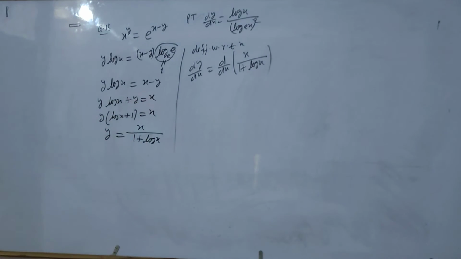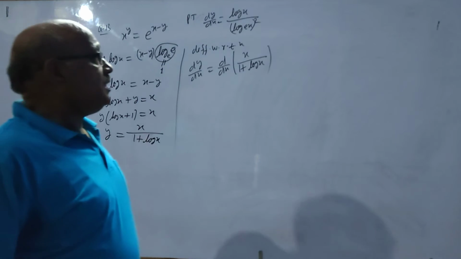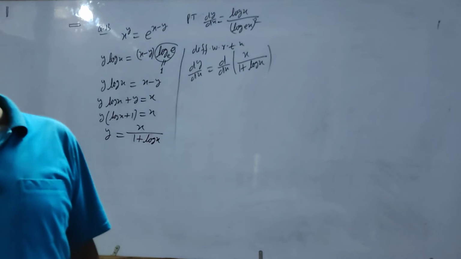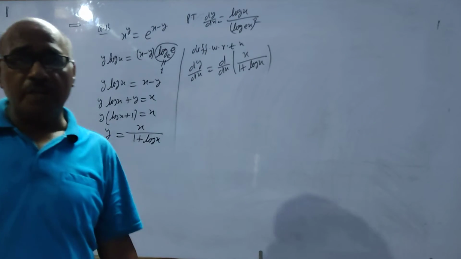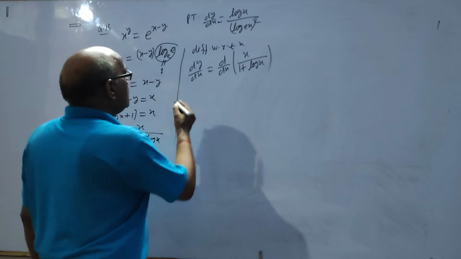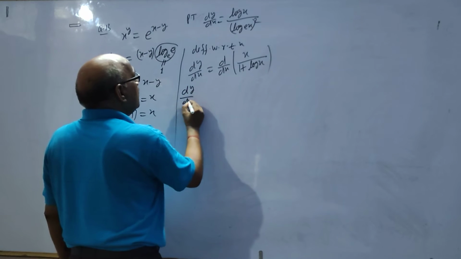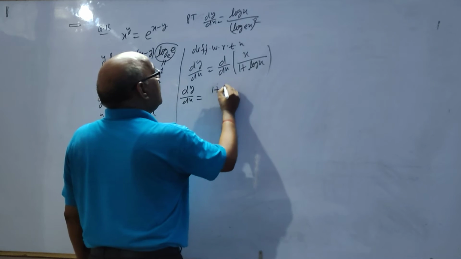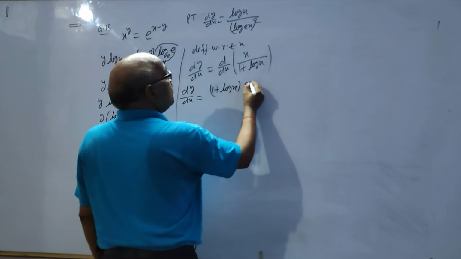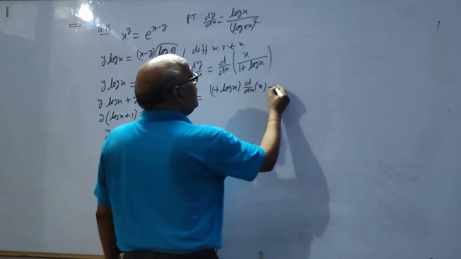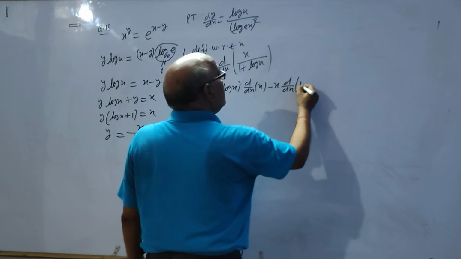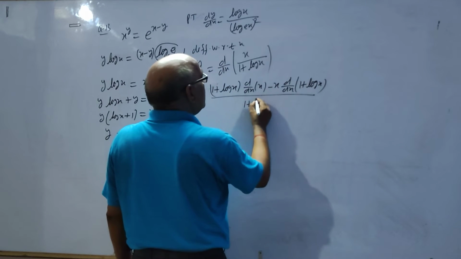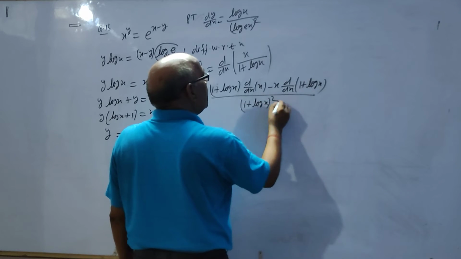अब इसको बेटा क्या है, कोसेंट लॉ अप्लाई करेंगे. In quotient law, differentiation of u upon v, differentiation of quotient of two functions, that is equal to denominator into differentiation of numerator minus numerator into differentiation of denominator. So क्या आ जाएगा, dy over dx is equal to denominator, that is 1 plus log x, into differentiation of numerator minus numerator into differentiation of denominator, that is 1 plus log x, and it is the square of this 1 plus log x.